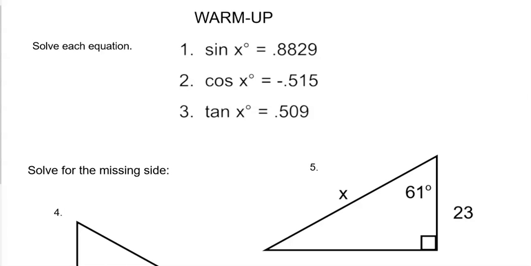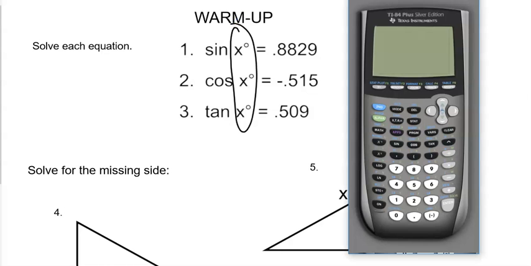A little bit of warm up here. So notice on all of these, what are we missing? We're missing the angle measurements. We have one of each: sine, cosine, and tangent. So when we're missing the angle measurements, remember, we need to type in second and then the appropriate one.